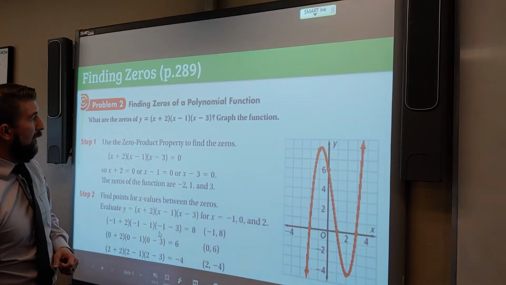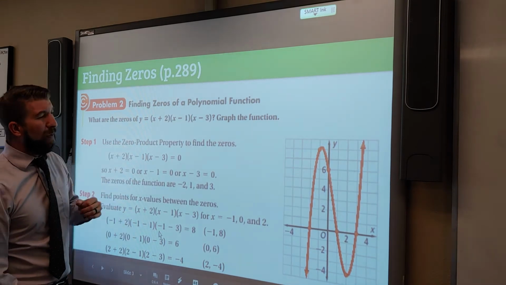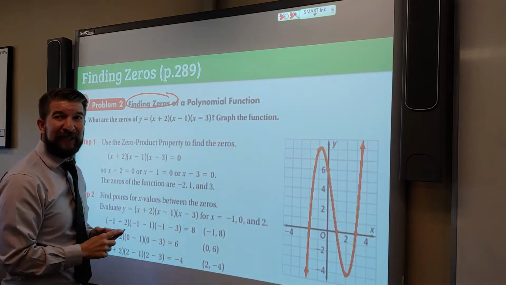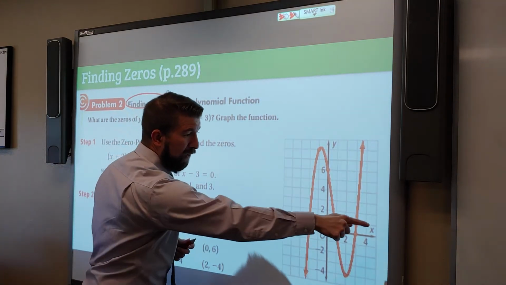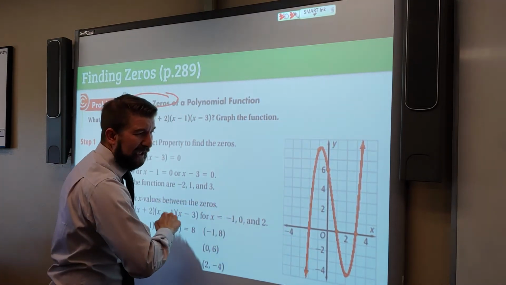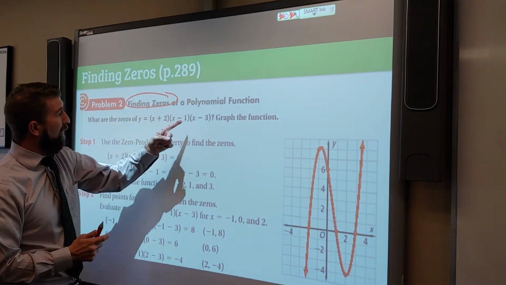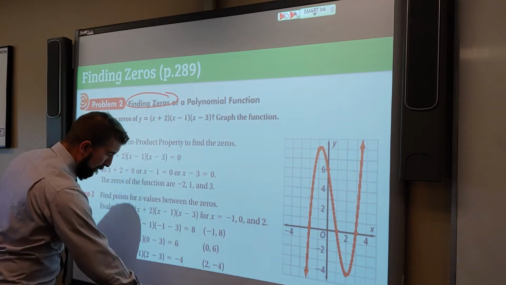All right. Now, what do we do about finding zeros? Finding zeros just means where does the graph cross the x-axis. So the x-axis is the horizontal line. So where does this graph cross the x?